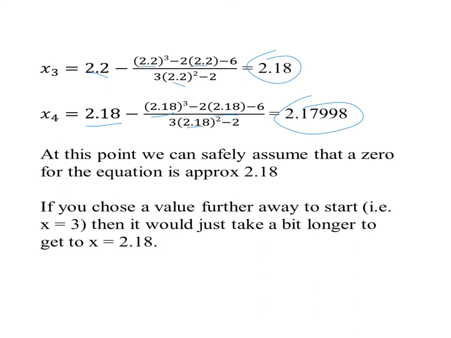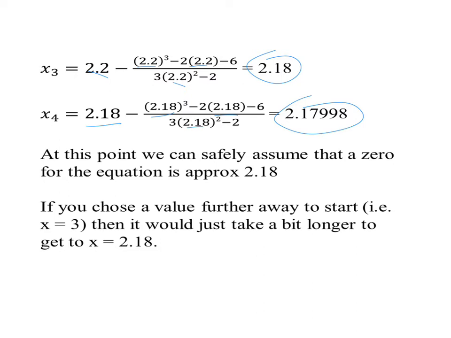Okay, so at this point, if we're wanting to round it to the nearest hundredth of a decimal place, we can safely assume 2.18 is correct. We don't need to go any further. If we wanted it more accurately, to near 6 decimal places, then obviously just keep going another couple of times until the decimals don't change anymore.